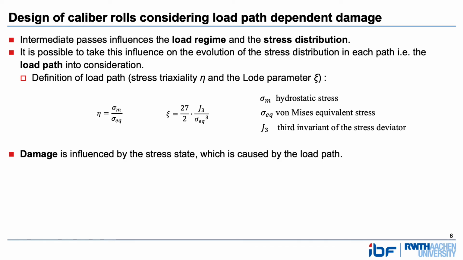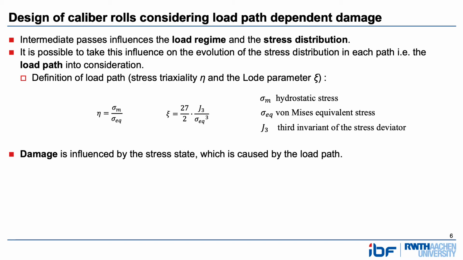Here we use load paths to characterize the evolution of the stress state with two parameters, the stress triaxiality and the load parameter. The stress triaxiality refers to the hydrostatic stress and the von Mises equivalent stress, and the load parameter refers to the third invariant of the stress deviator and the von Mises equivalent stress. The varying of the load path can influence the evolution of damage inside the material within the process. In this way, it gives us the possibility to control the damage using a specially designed caliber rolling route.